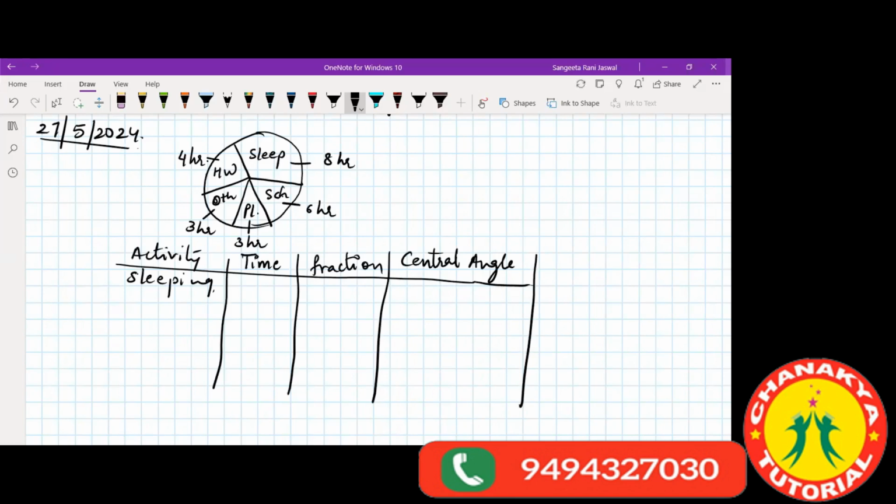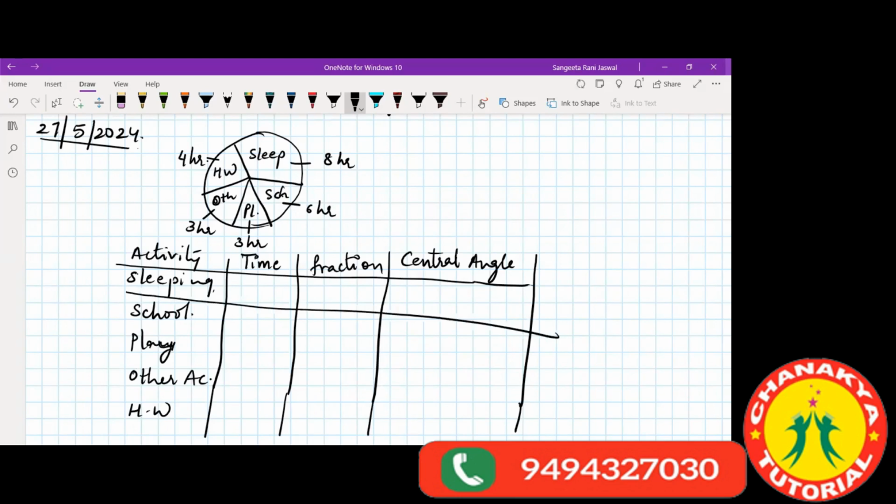Now the activities are sleeping, then we have school, then we have play work, then we have other activities, then we have homework. These are the names of the activities which are given to us in the question. So what we will do here, we'll make the columns like this. Please don't mind if my lines are going slant.